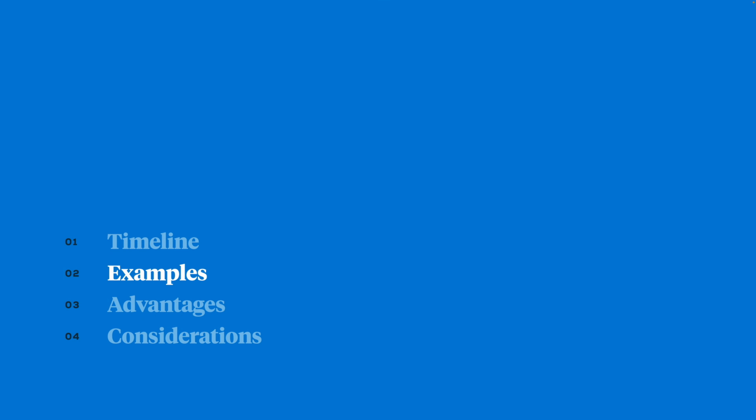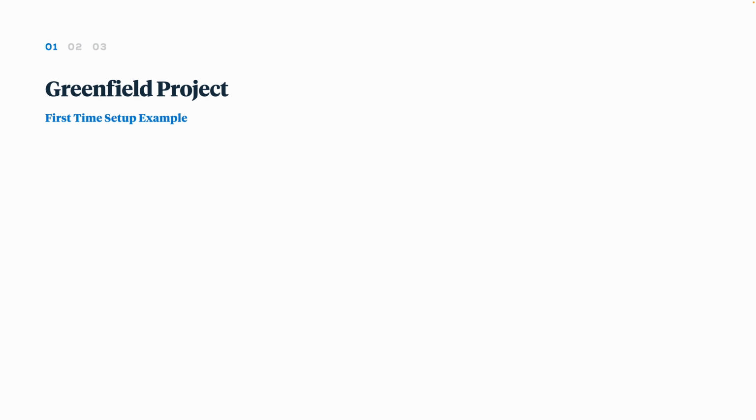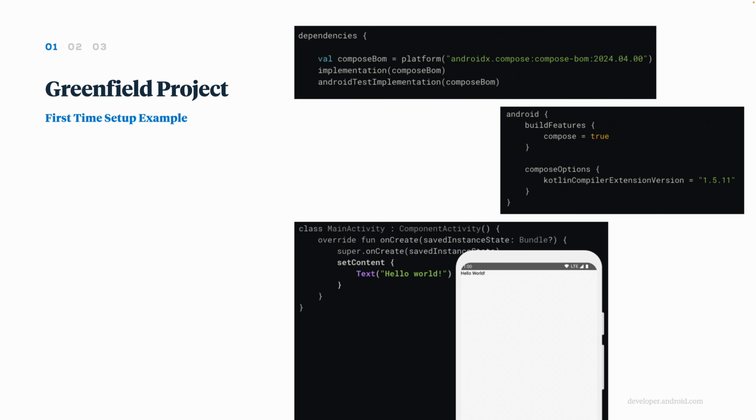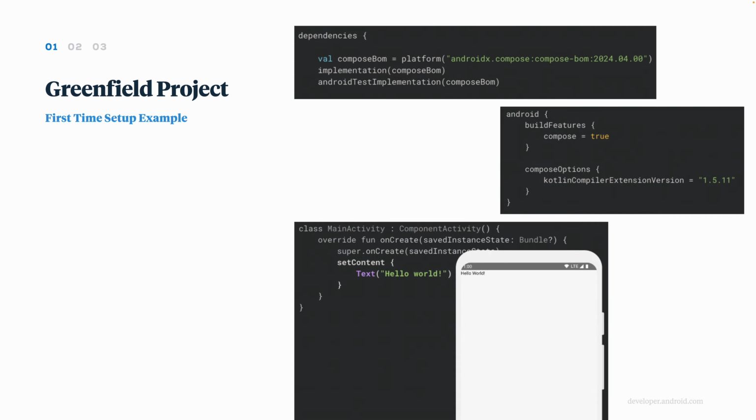With that context, let's now briefly look through some examples of Compose in action. If you're entering into a greenfield project, you will quickly discover the simplicity of getting started with Compose. After implementing the Compose BOM and setting minimal build features in Gradle, you are immediately ready to begin writing declarative, reusable composables in your app.